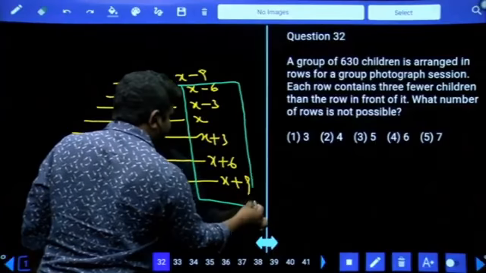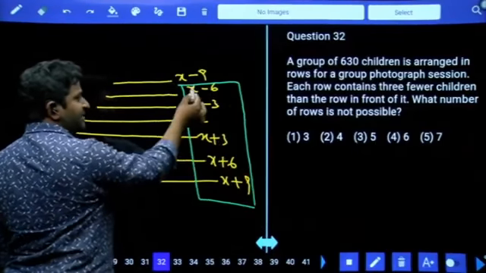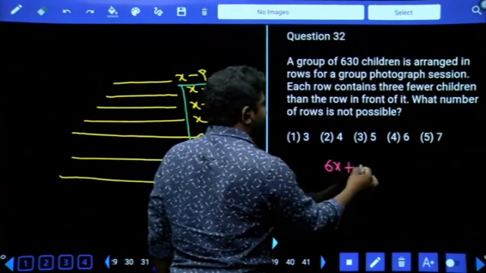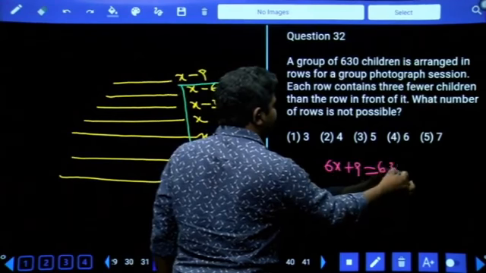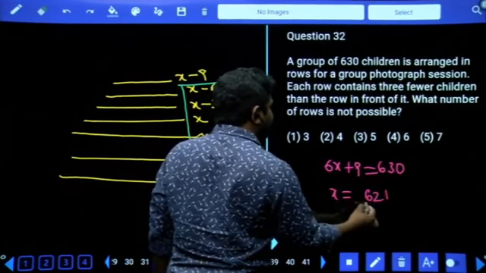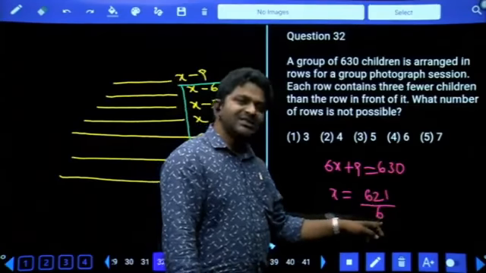Now, if there are 6 rows, let me start like this. Let us consider this one. Minus 6 plus 6 minus 3 plus 3 gets cancelled. 6x plus 9. 6x plus 9 is equal to 630. If 9 goes to the other side, 621. Then x value is equal to 621 divided by 6. Not possible, because this is an odd number and this is an even number.